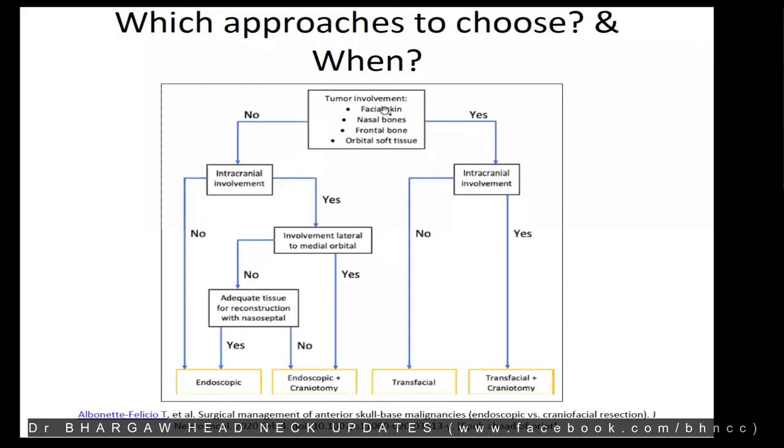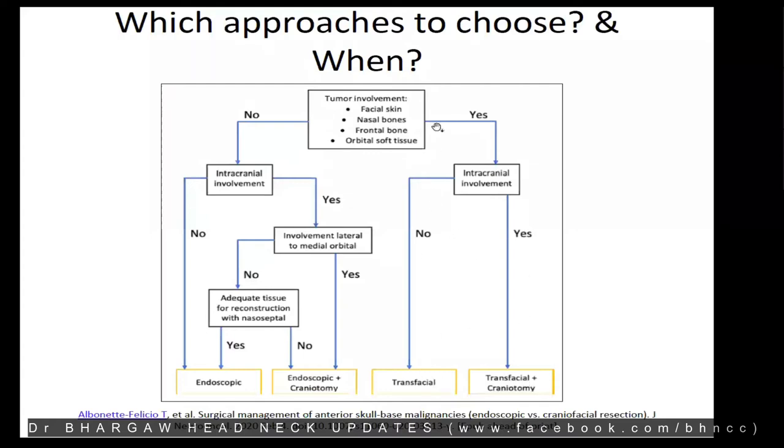Now, if there is any skin involvement, if there is involvement of the nasal bone, if the frontal bone is involved, and if the orbital soft tissue is involved, if it is yes for any of those, not all, any of those, then you need to ask this next question, whether there is any intracranial involvement. If it is any of these, it's an open approach, no doubt. And based on the intracranial extension, you decide whether it's a transfacial or a transfacial with a craniotomy.